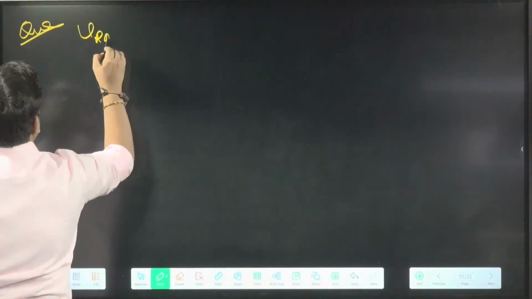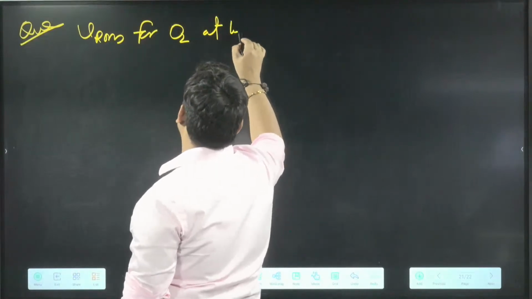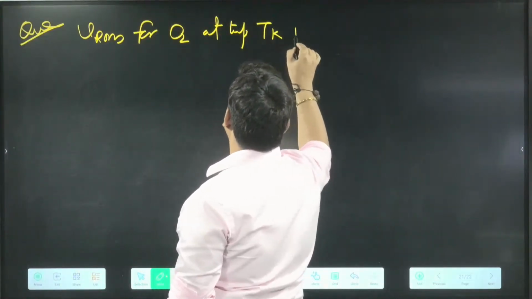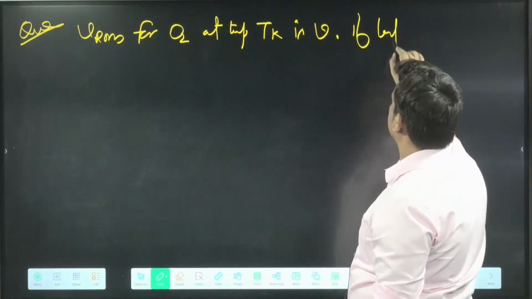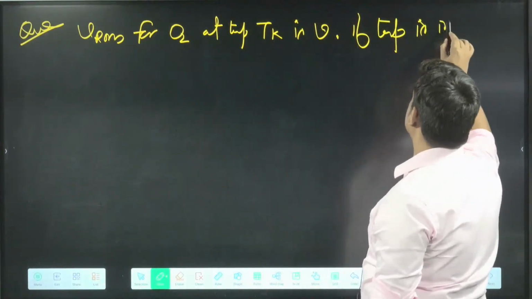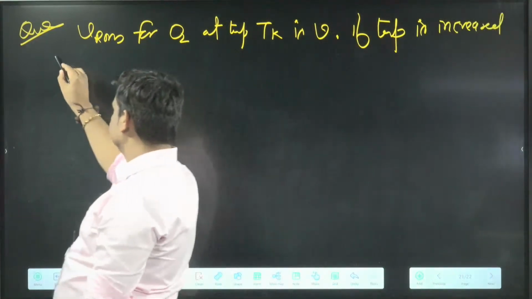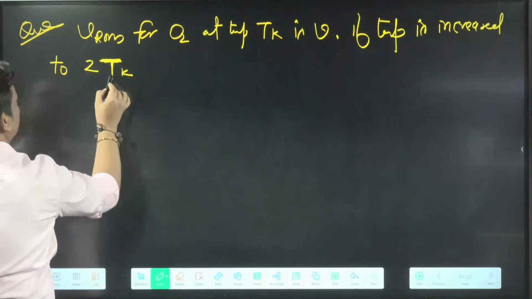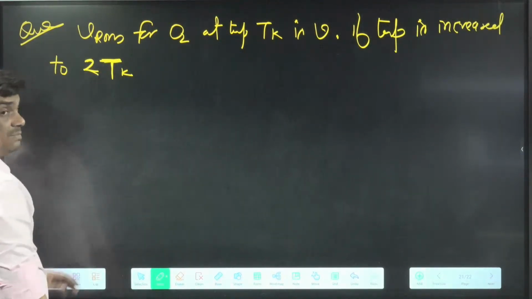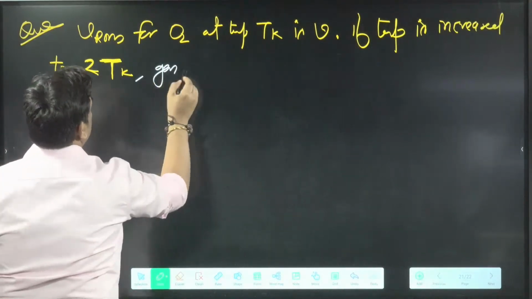VRMS for O2 at temperature T Kelvin is V. If temperature is increased to 2T Kelvin, means temperature is doubled, 2T Kelvin, gas dissociates.